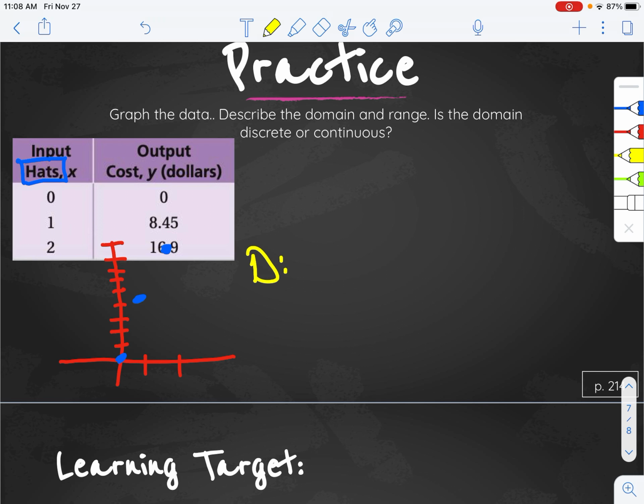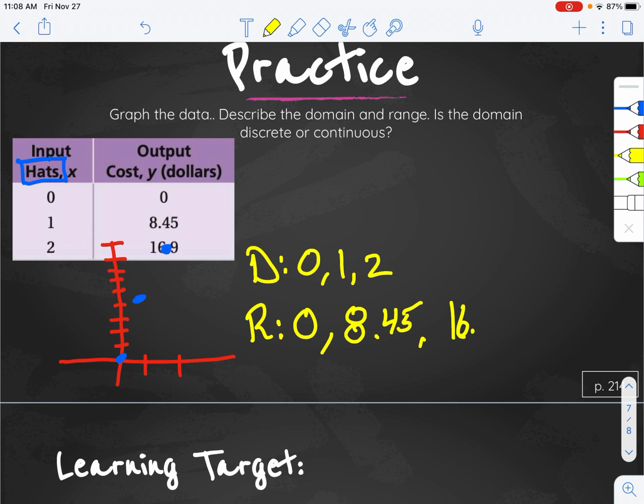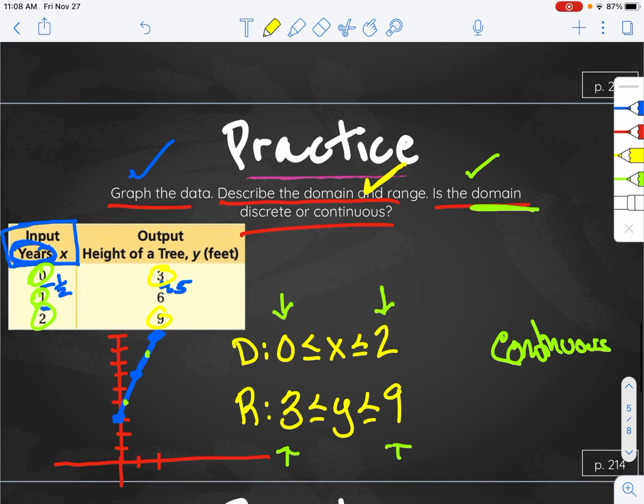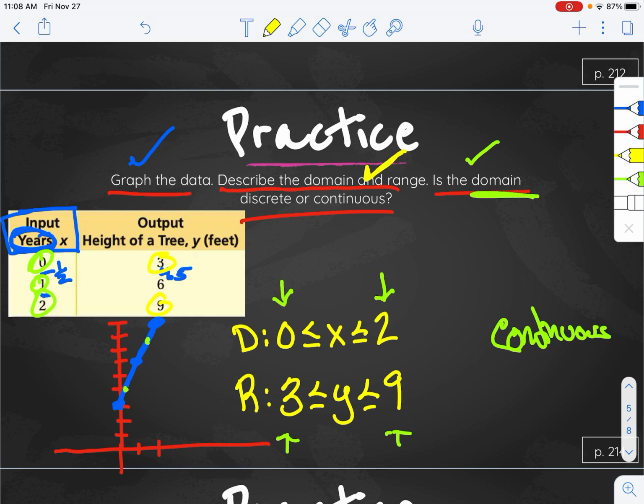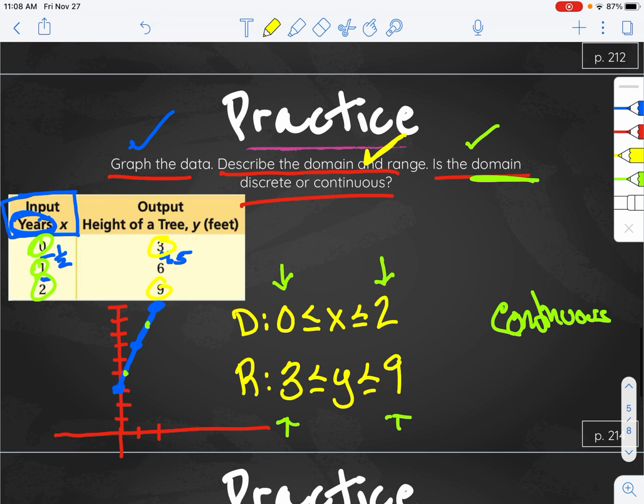So then when we are describing the domain and range, the domain can only be 0, 1, or 2. And the range could only be $0, $8.45, or $16.90.